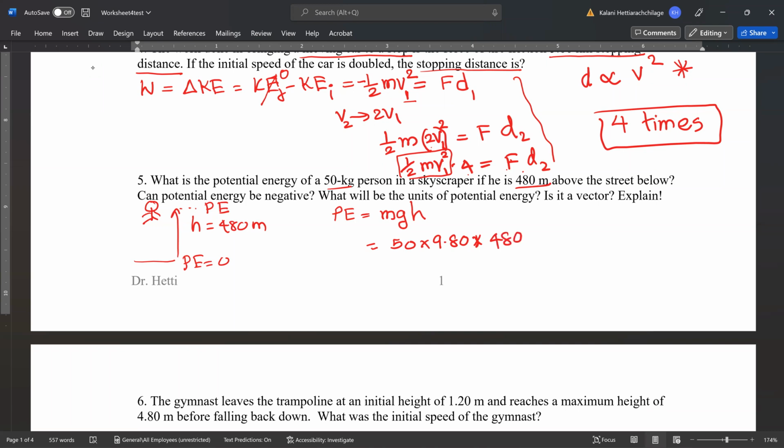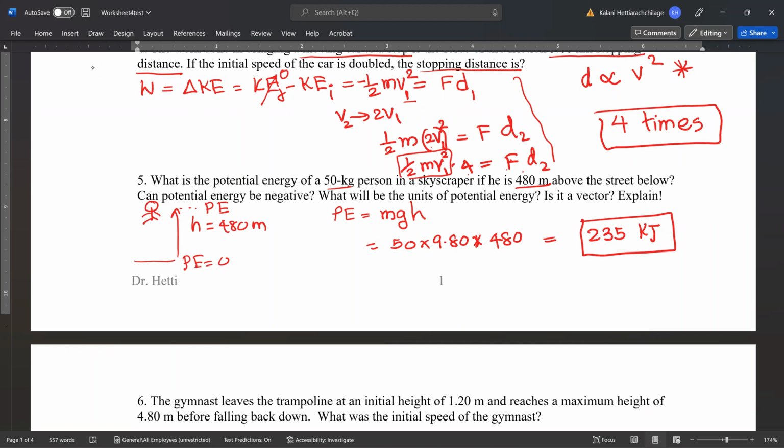And then you're going to plug into the calculator and find the answer. I have 235 kilojoules. 1 kilojoule is equal to 10 to the power 3 joules, according to our chapter number 1 units. Okay. And my next question is asking, can potential energy be negative?